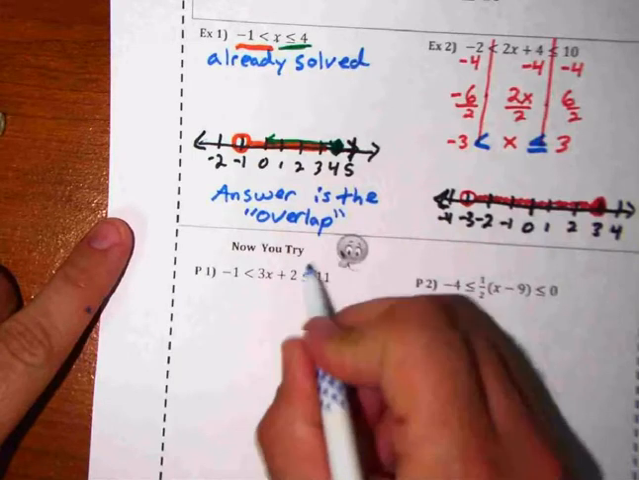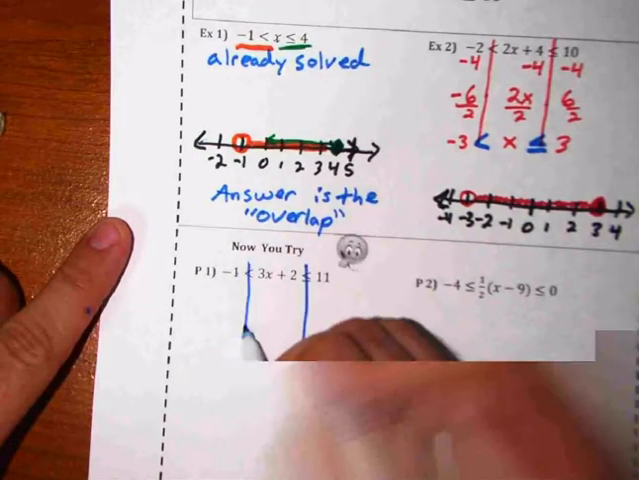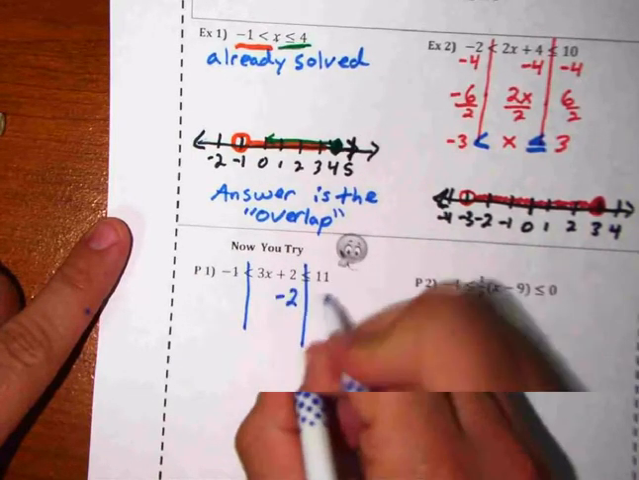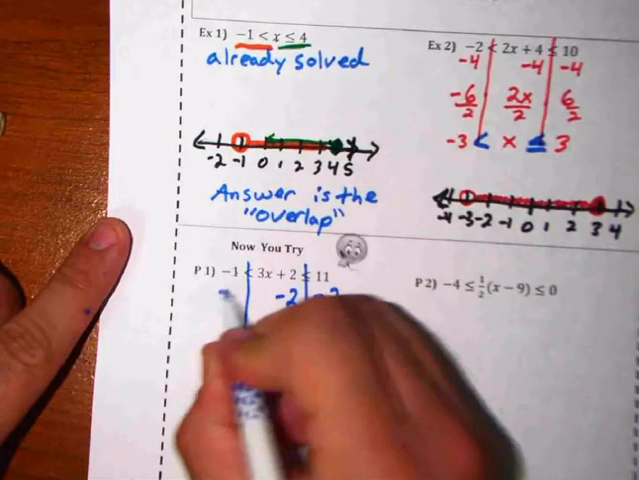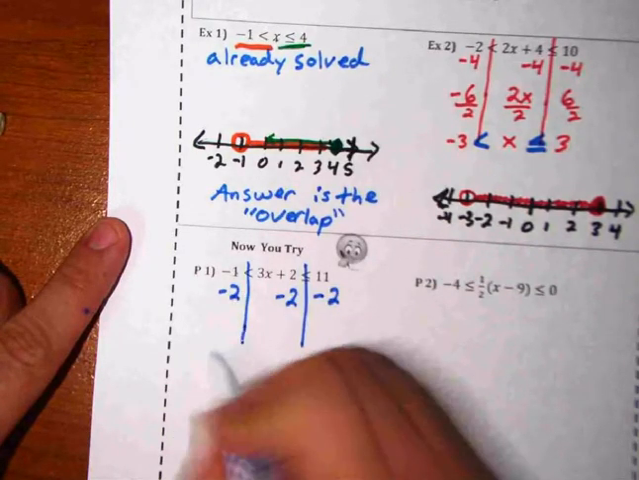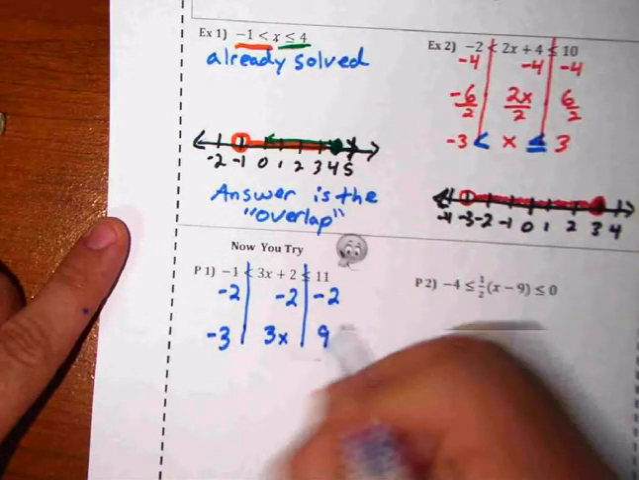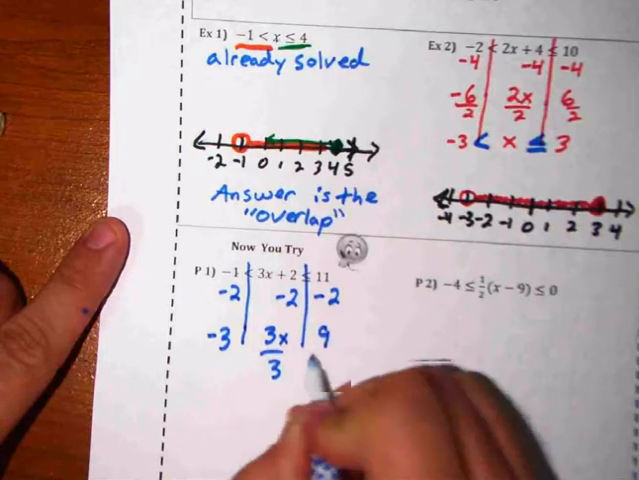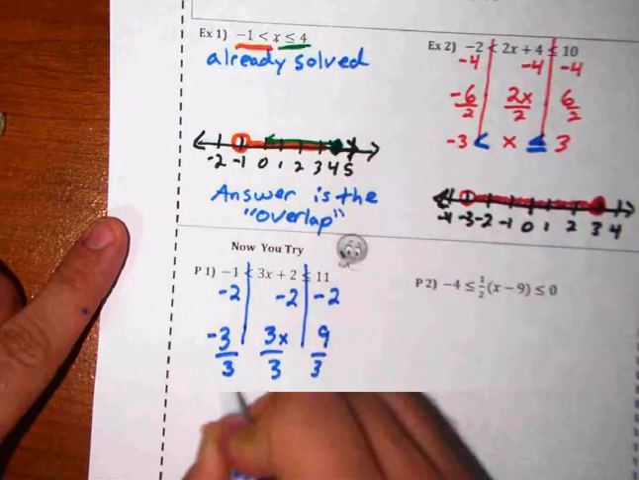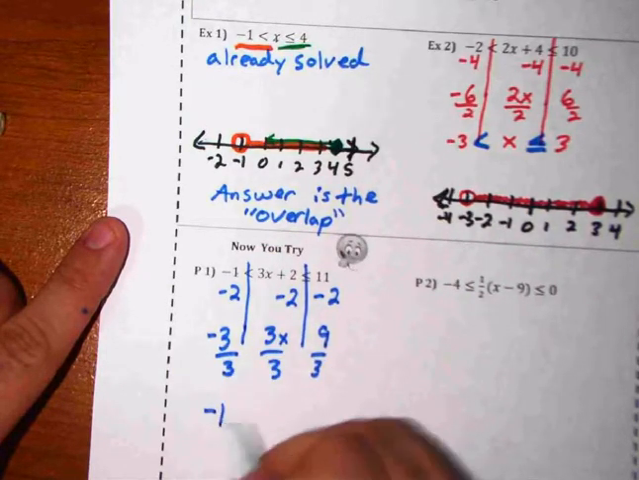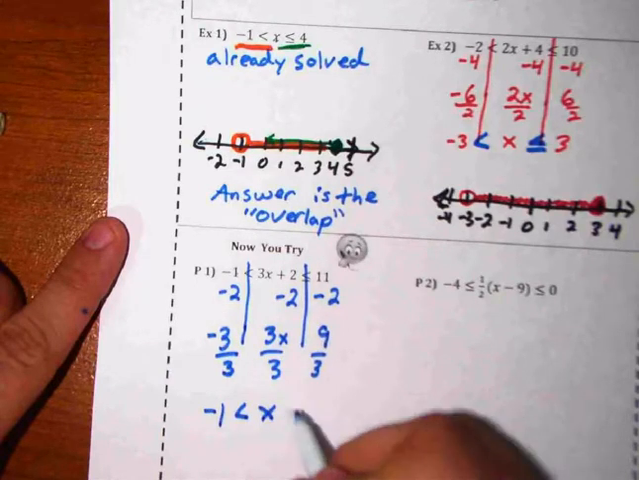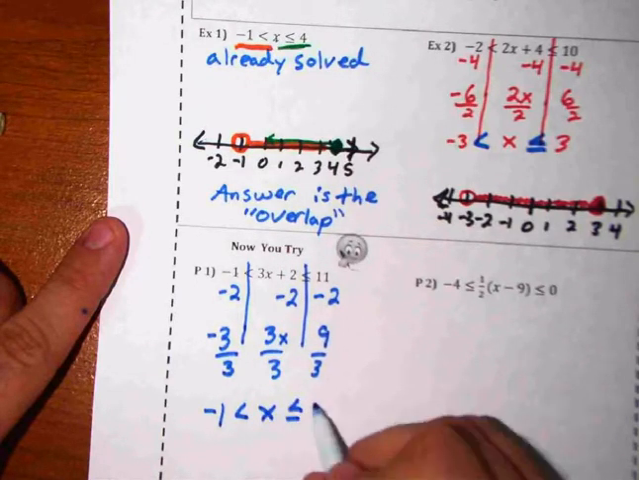So just like we did on example 2, I'm going to start from the inside and work to the outside. Start by subtracting 2. I get negative 3 is less than 3x, which is in the middle, is less than or equal to 9. Divide by 3 to get the x by itself. And so I have negative 1 is less than x, which is less than or equal to 3.